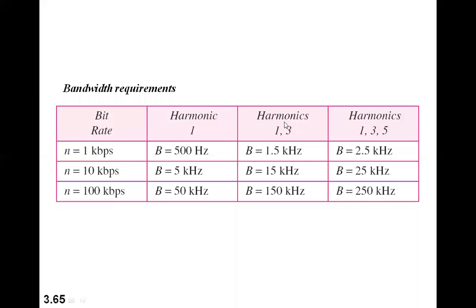Then when you add first and second harmonic also, it multiplies the bandwidth requirement by 1.5, and 3. Then with more harmonics 1, 3, and 5, it increases further, and much larger bandwidth is required. So as the number of harmonics increases, the shape of the received signal will be much better, close to the original one, but the bandwidth requirement will be very large.